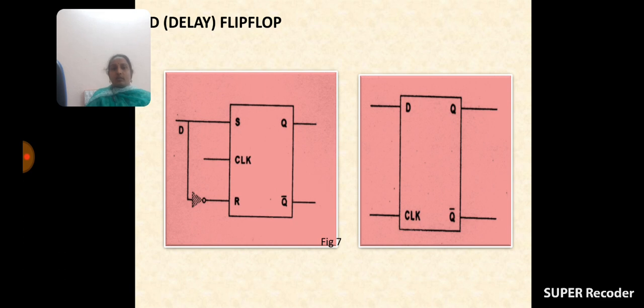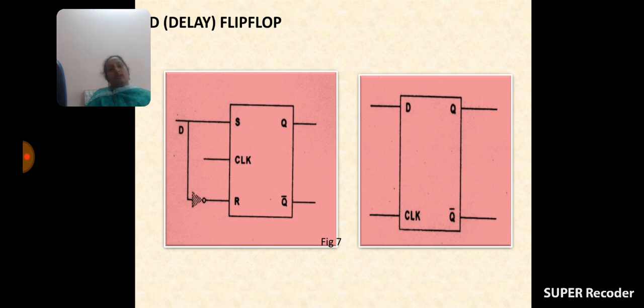S and R. It means the D flip-flop is derived from the SR flip-flop only. But in SR, S and R are applied differently. Here the same input is applied to both S and R by using an inverter.